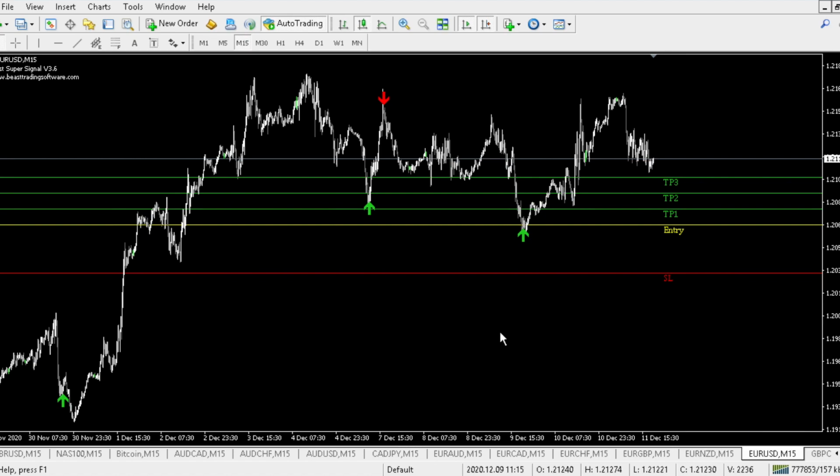Now onto the euro dollar, the most popular trading pair. Also done pretty well the last couple of weeks. We caught a fantastic buy signal here. This would have just gone way into profit. Good buy signal here, a good sell signal, and another good buy signal. So euro dollar has also done very well for us on the trading the last couple of weeks.